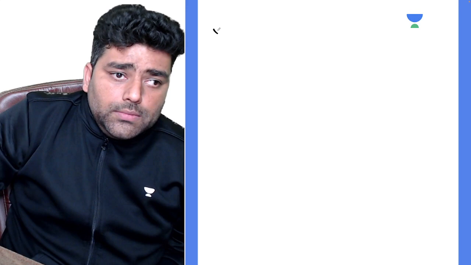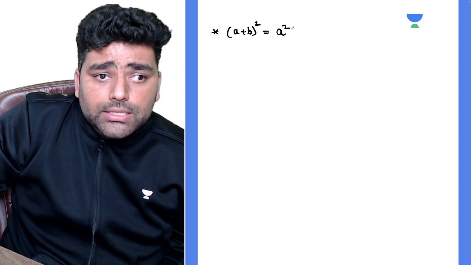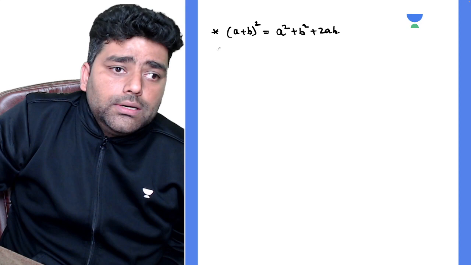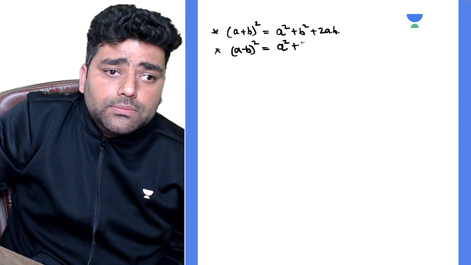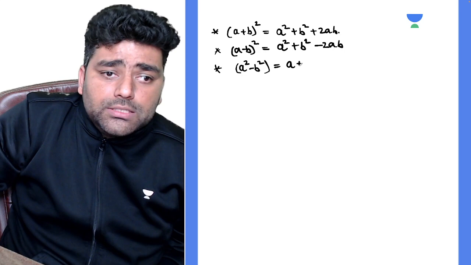The very first one is the square. Suppose I say (a plus b) whole square, so what is (a plus b) whole square? It is a square plus b square plus 2ab, right? Then we have (a minus b) whole square, which is a square plus b square minus 2ab. Then this is very, very important: a square minus b square is (a plus b)(a minus b). You can understand it like this: one time add and one time subtract, right?